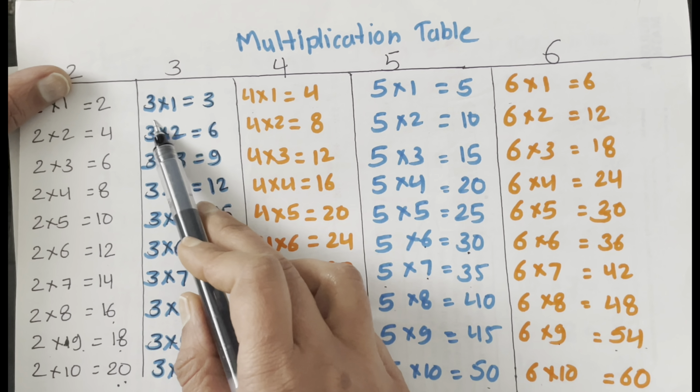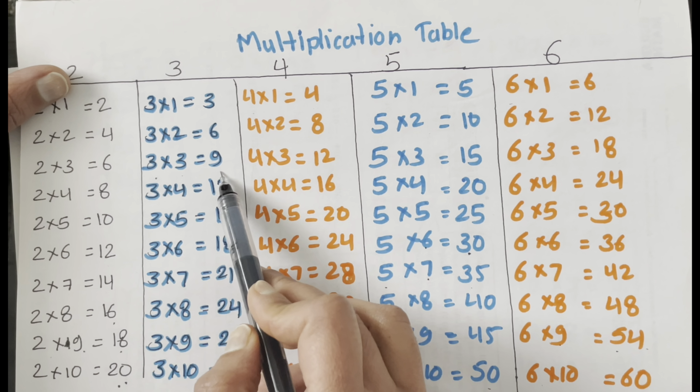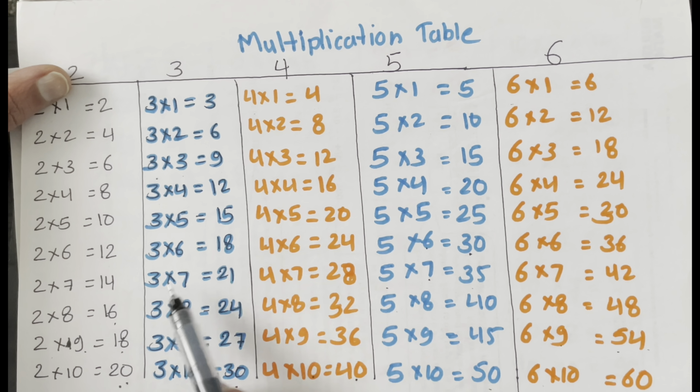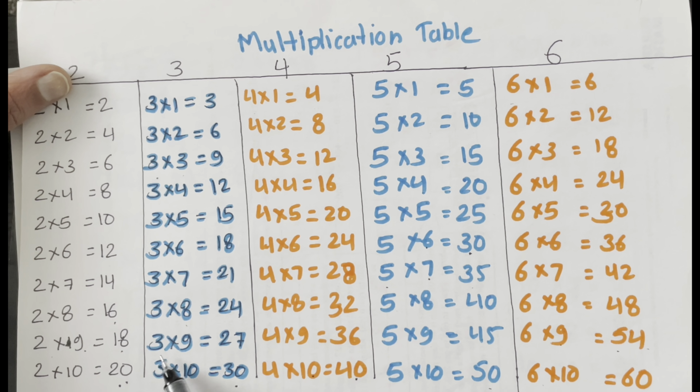Table of 3. 3 times 1 is 3. 3 times 2 is 6, 3 times 3 is 9, 3 times 4 is 12, 3 times 5 is 15, 3 times 6 is 18, 3 times 7 is 21, 3 times 8 is 24, 3 times 9 is 27, and 3 times 10 is 30.